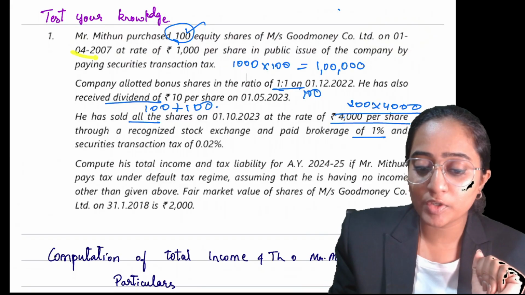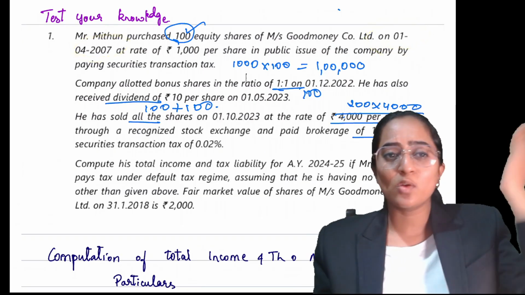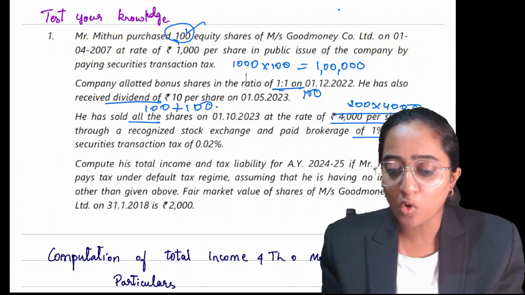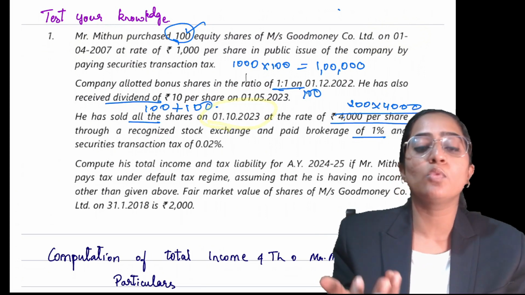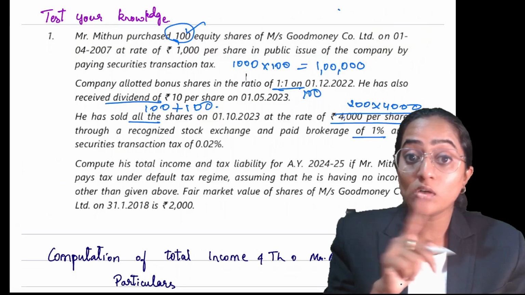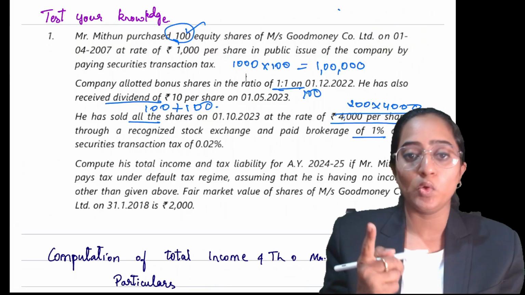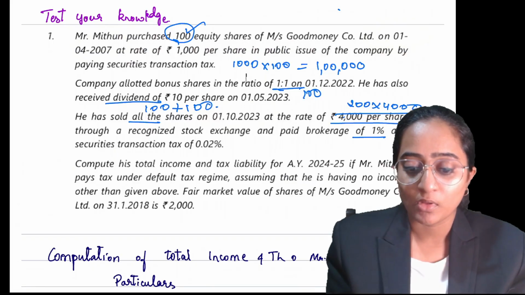Now, this is going to be a long term for that matter. You have purchased on 1/4/2007. You have sold it in PY 23/24 on 1/10/2023. Obviously, it is more than 12 months. So, it's going to be a long-term capital asset. So, whatever gain you get will be long-term capital gain.